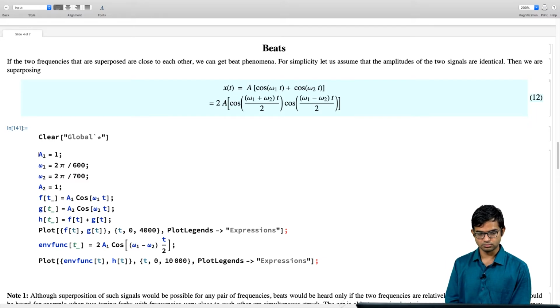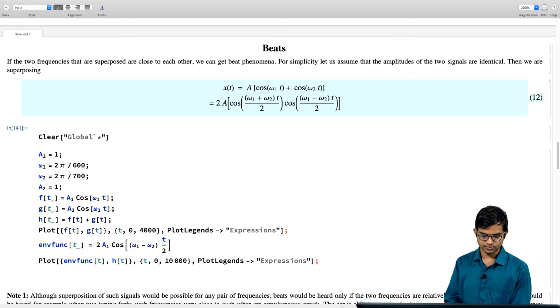So you see I have taken omega 1 and omega 2 to be slightly different. One of them is 2 pi by 600 and the other one is 2 pi by 700. And then when I superpose these two, this is something you can play with various omega 1s and omega 2s, and you'll see that when omega 1 and omega 2 are sufficiently close to each other, I'm going to plot this envelope function. So you see that I have the envelope function, which is 2a times cosine of (omega 1 minus omega 2) t divided by 2. You can think of it as the envelope function.